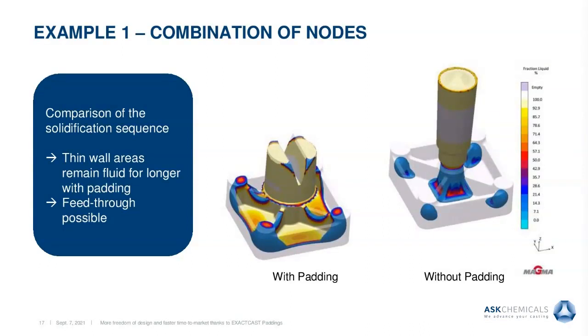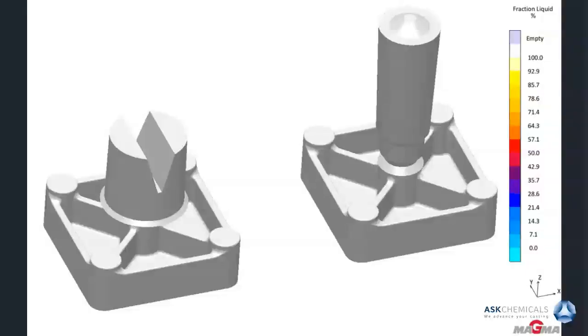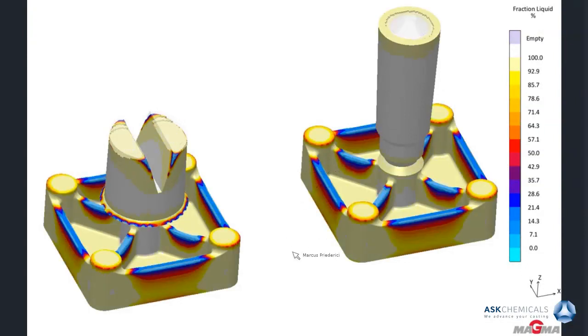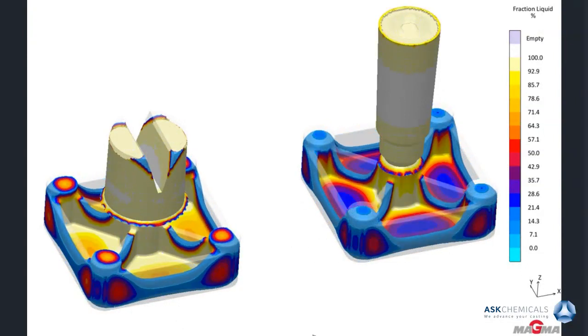In the next examples, when we show some videos, it's always the solidification of the casting we show. That means we show the fraction liquid, and everything which is already solidified will be faded out. So we will start with our first video here to check our solidification.